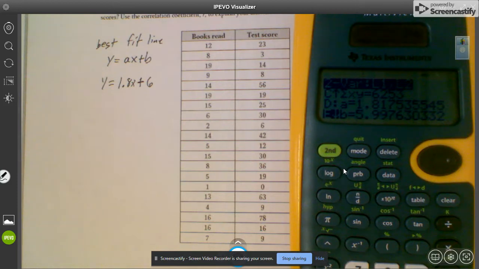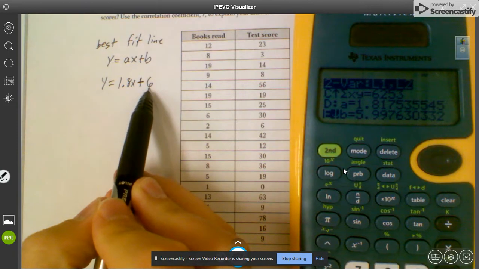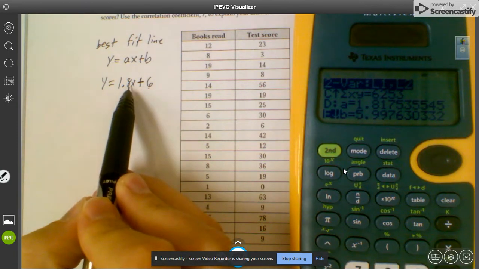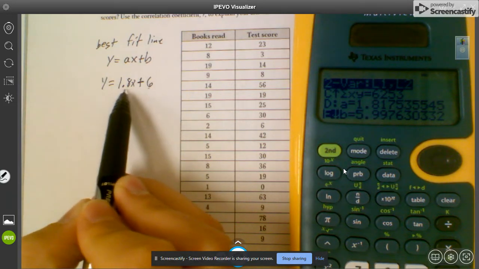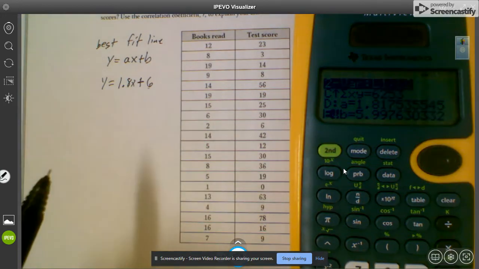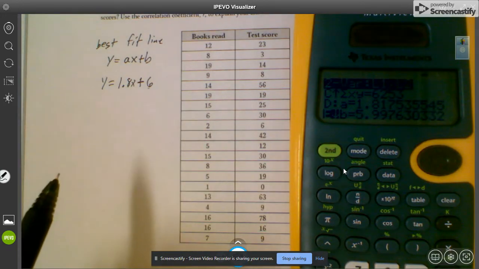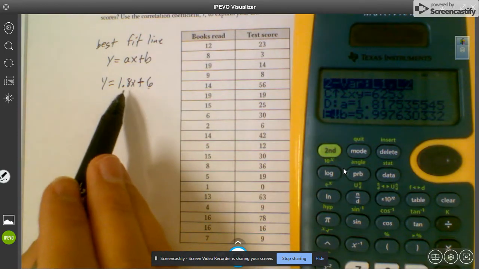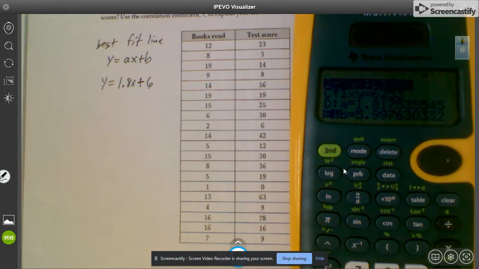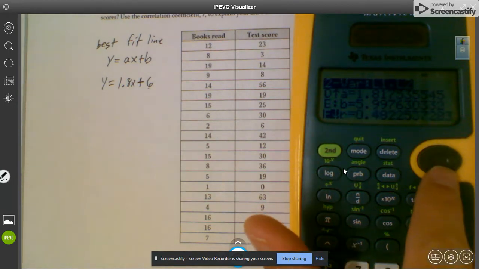There we go. So what does that mean? Think about what we talked about in the last lesson. 6 would be, if you didn't read any books, you would expect your score to be about a 6 on the test. And then per book you read, it would go up 1.8 points on the test, right? So basically it's points per book. So you can expect to go up about 2 points per book you read, if you were to round that up. Now, those are important, and that helps us do our best fit line.